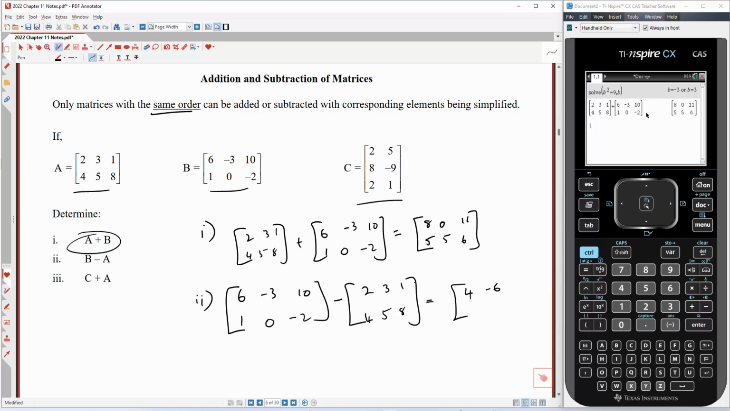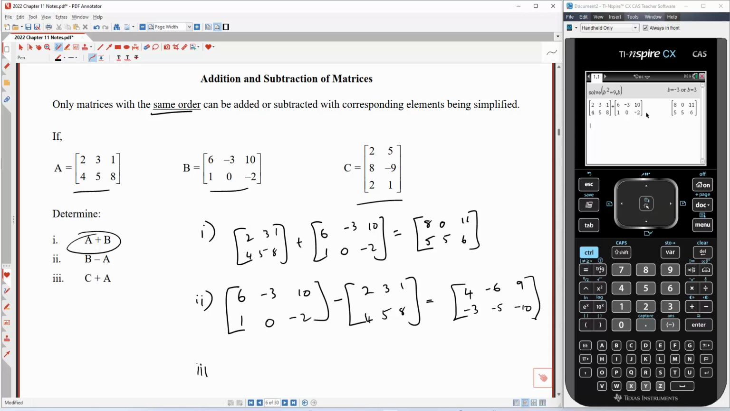This one you might want to use the calculator for if you're prone to messing up directed numbers, which I am. This one is -3. 0 take 5 is -5. -2 take 8 is -10.